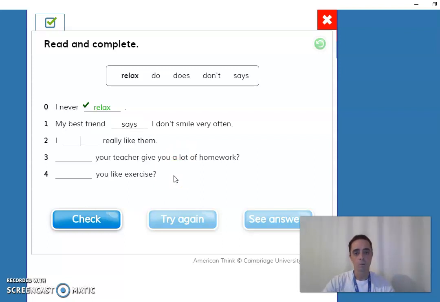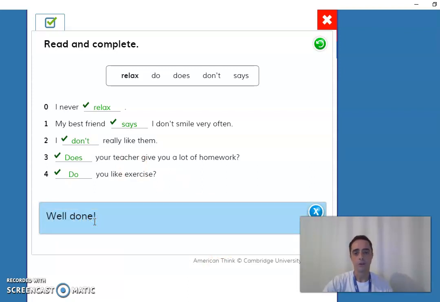Number 2, I don't really like them. Number 3, as here I have your teacher, and then I can replace it by he or she, I'm going to put this. And last one, I have the gap, and then you like exercise. Then I'm going to put, do you like exercise? Let's check. Okay, so that's it.